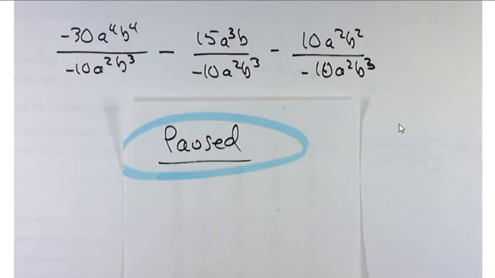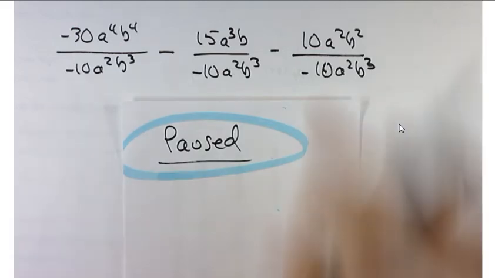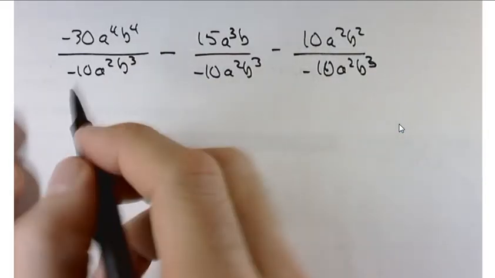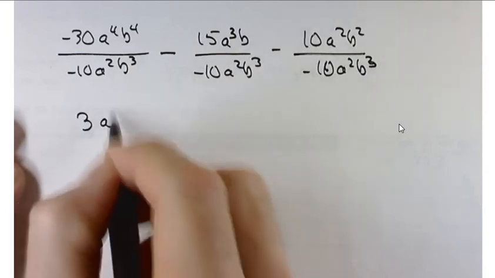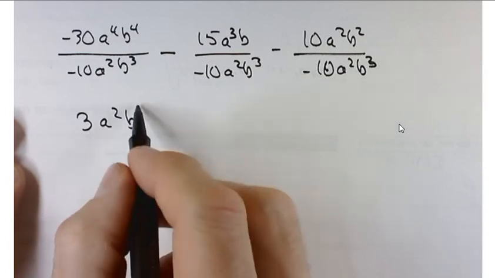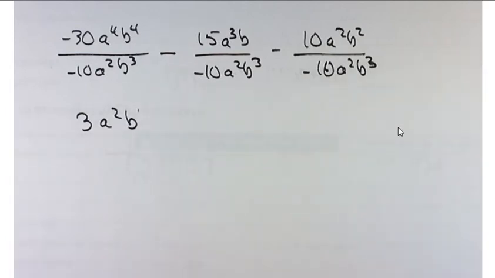Okay. How do I look at this? Kendra, maybe you can start us out with the first one. What kind of simplification do I get here? Good. B to the first power. Do I need to write the 1 there? No. So we'll just leave it as 3a squared b.